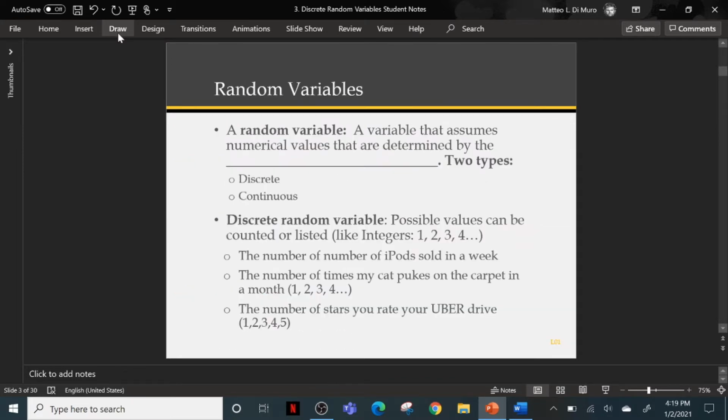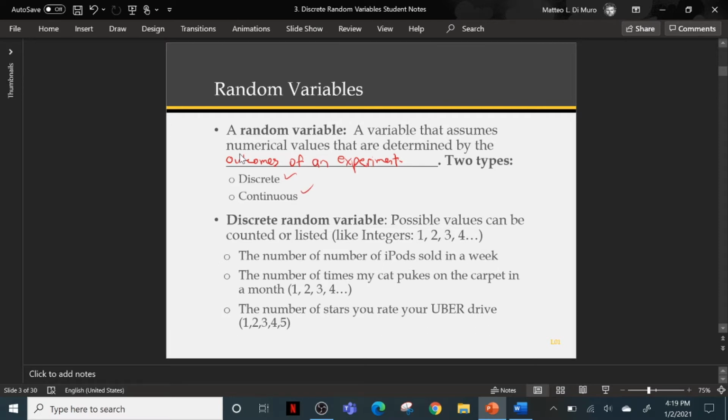Okay, what is a random variable? So a random variable assumes numerical values that are determined by the outcomes of an experiment. So let's fill that in. Perfect. There are 2 types. There's discrete and continuous.